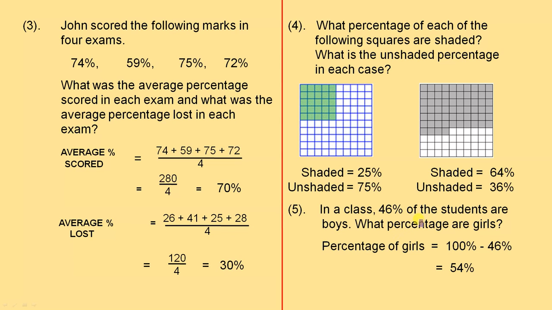In a class, 46% of the students are boys. What percentage are girls? So the percentage of girls will be 100% minus 46%. So when you have 100% minus 46%, that gives you 54%. So there are slightly more girls in the class than boys.